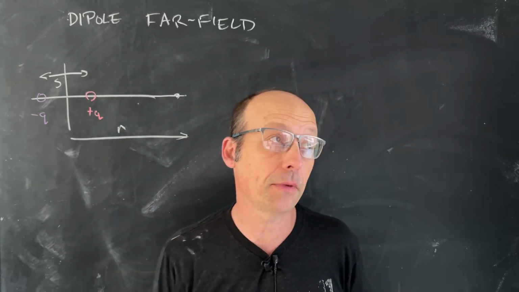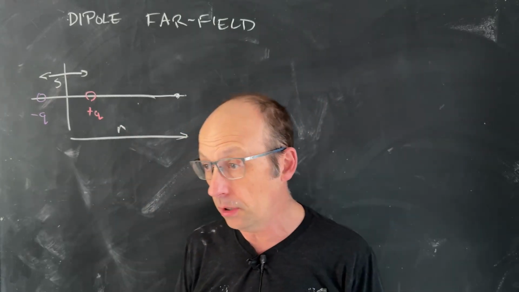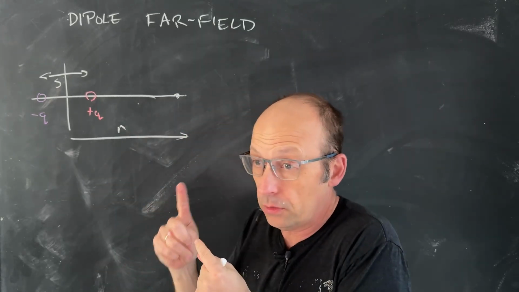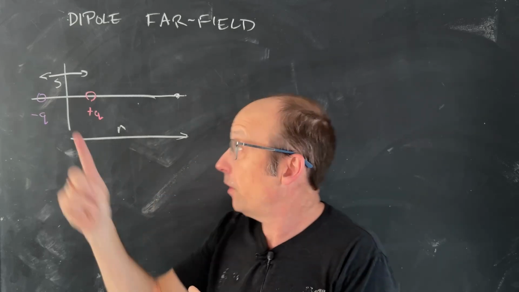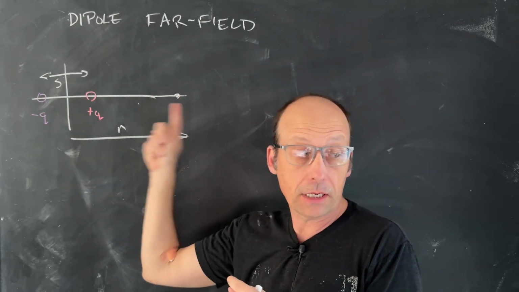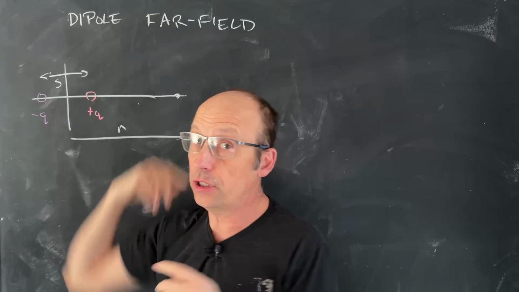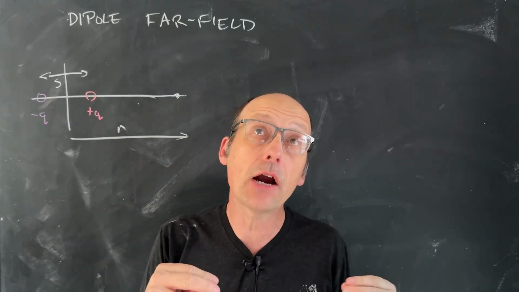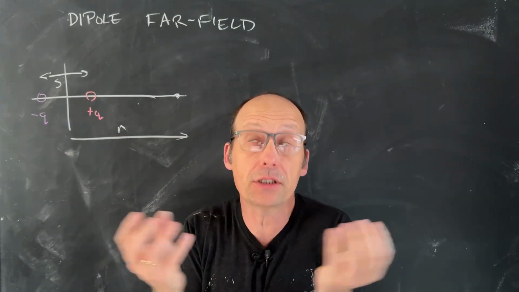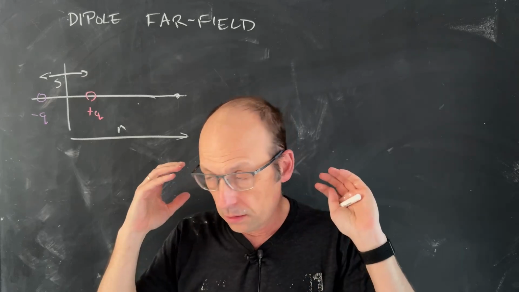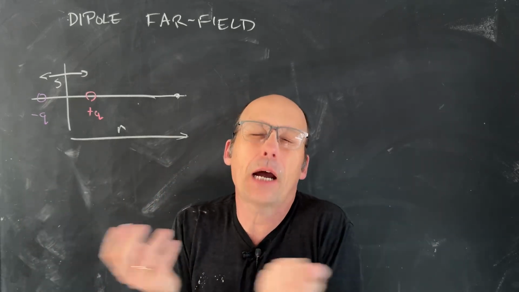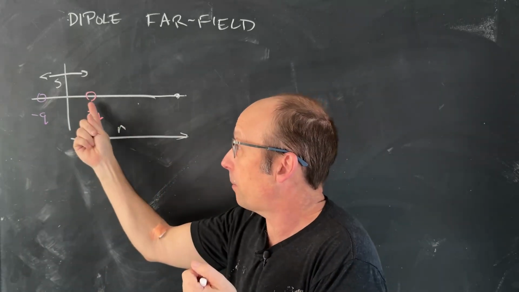Far field approximation to the electric field due to a dipole. Now, what I'm going to do is the electric field on the axis of the dipole, like this, not this way, not generically. And then I'm going to do it numerically so we can see how close the approximation is to the real thing.